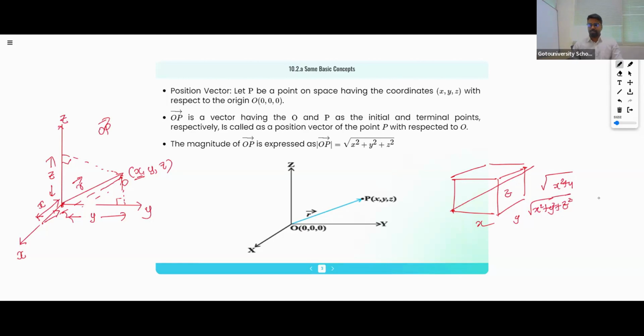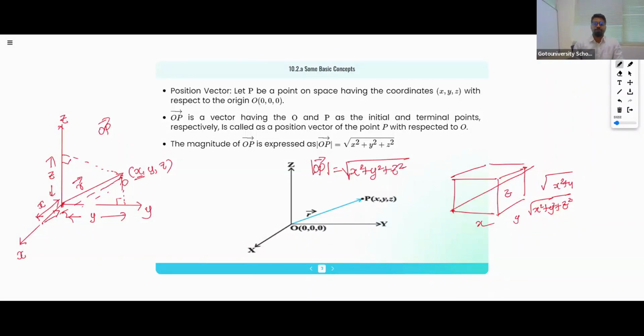Height square and breadth square. It is coming from simple Pythagoras theorem. Same way, the magnitude of this vector, we can represent the magnitude of the vector by taking the square root of the sum of the squares of its projection along three axes.